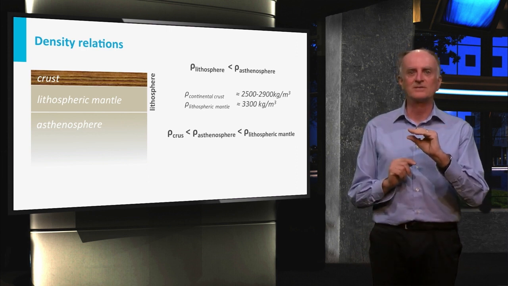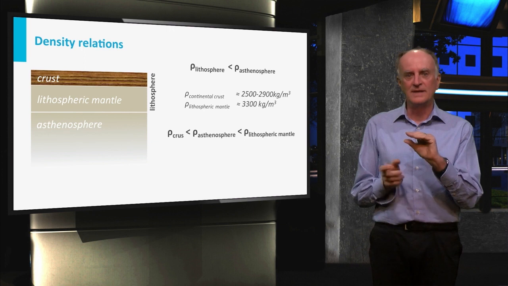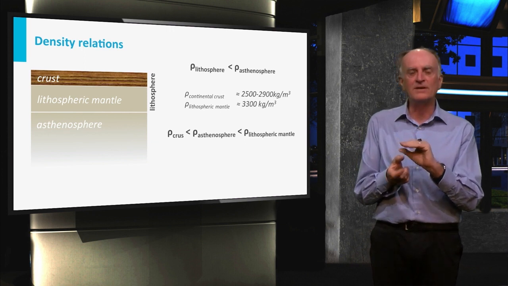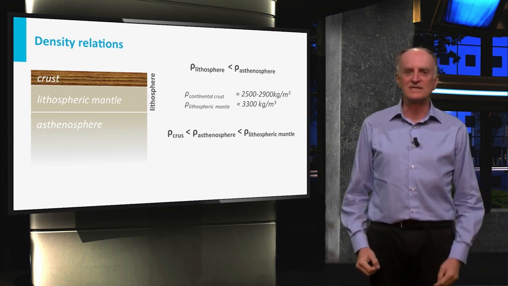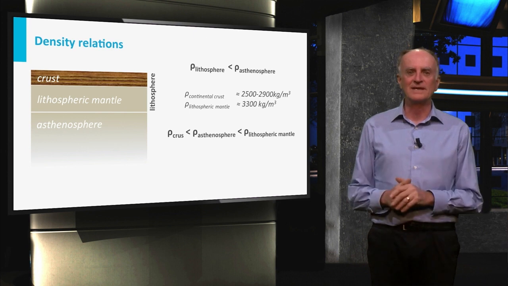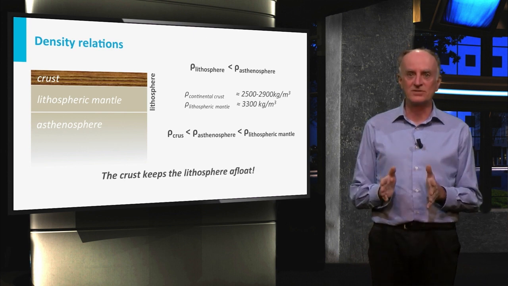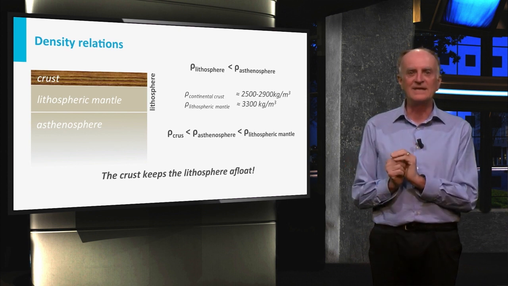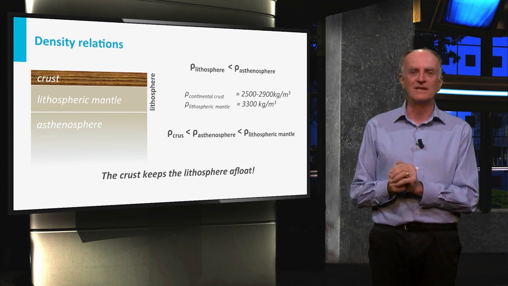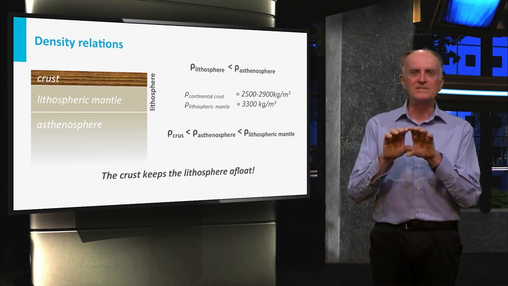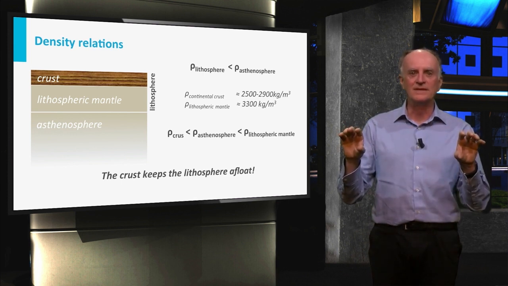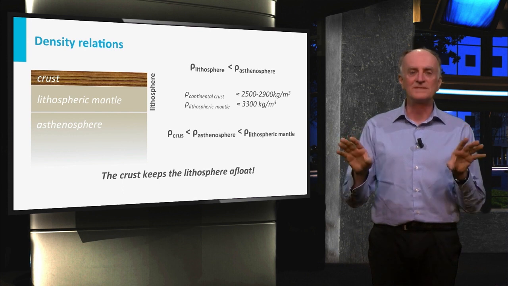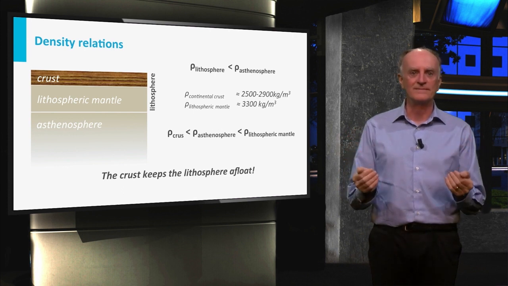The crust is composed of low-density rocks and the lithospheric mantle made of heavy rocks. You can see representative values in the slide. The key observation is that the density of the crust is the lowest of all, and on the other side, the highest density is that of the lithospheric mantle. Like a piece of wood attached to steel, it is the crust which keeps the lithosphere afloat.